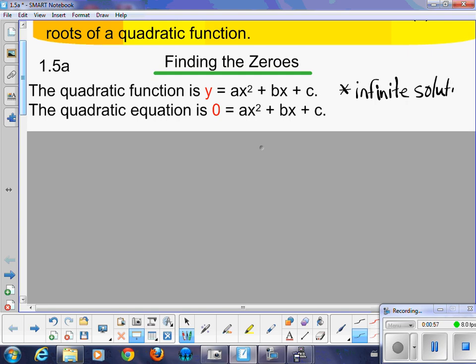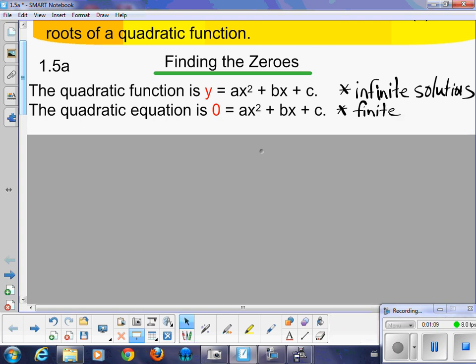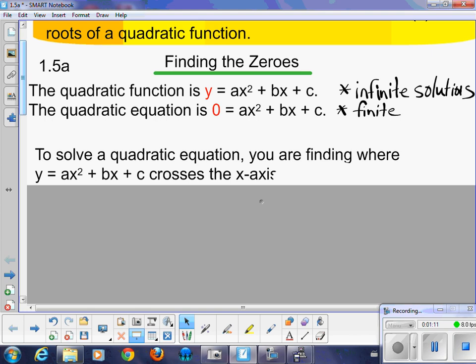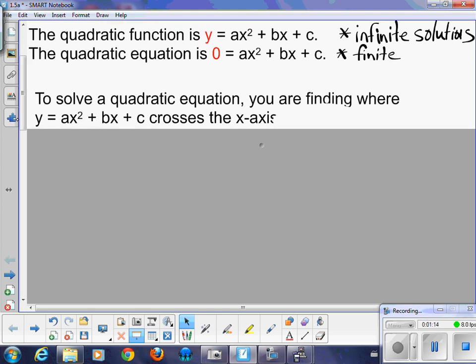However, when I'm looking at a quadratic equation, we actually have a finite number, which means we can actually find what they are. So, to solve a quadratic equation, you are finding where the function y equals ax squared plus bx plus c crosses the x-axis. So that's what we're doing. We're finding where it crosses the x-axis.